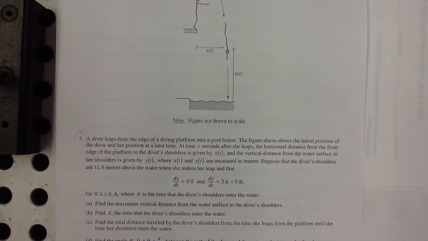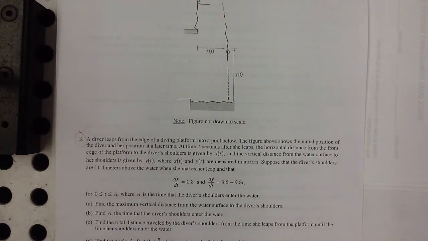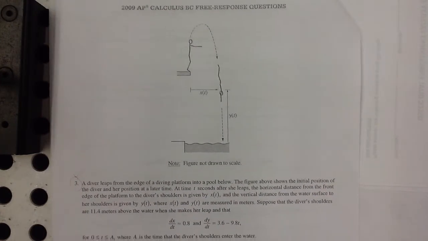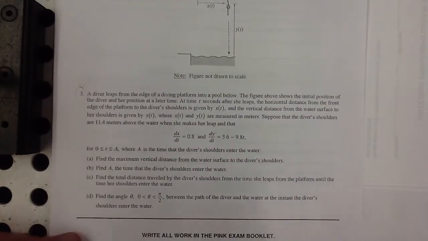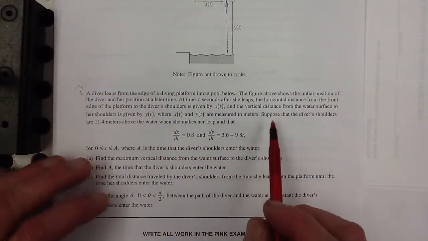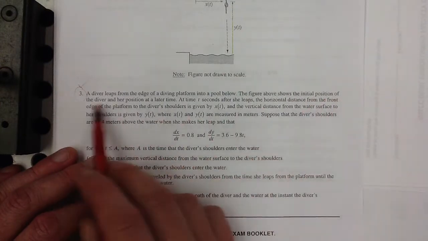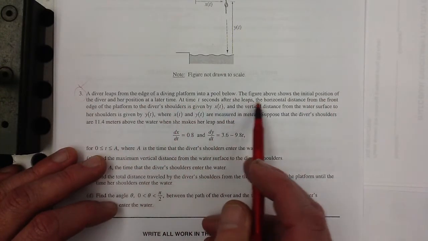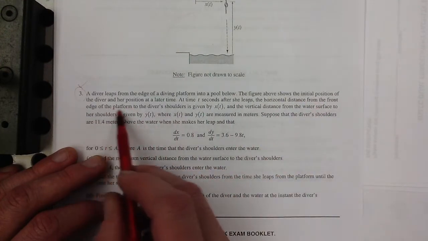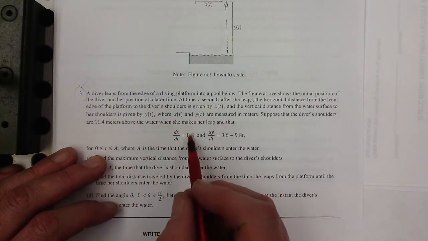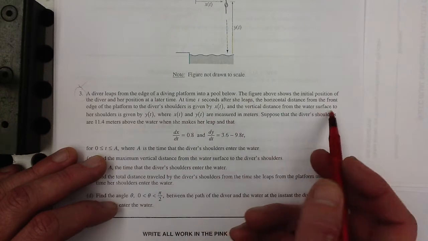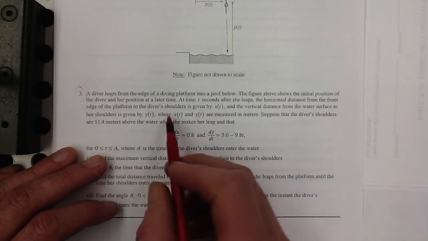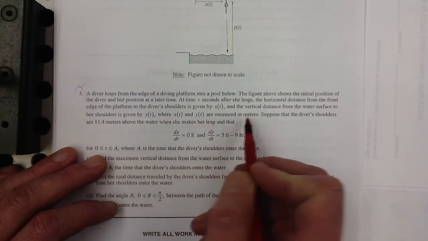Alright, a diver leaping from the edge of a diving platform. That's exciting. This is 2009, number 3, by the way. The figure above shows the initial position of the diver and her position at a later time t. At time t seconds after she leaps, the horizontal distance from the front edge of the platform to the diver's shoulders is given by x of t, and the vertical distance is given by y of t. It's all measured from her shoulders, where x of t and y of t are measured in meters.